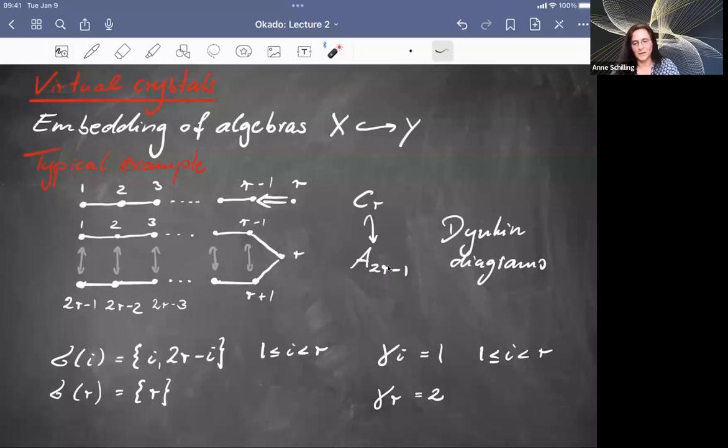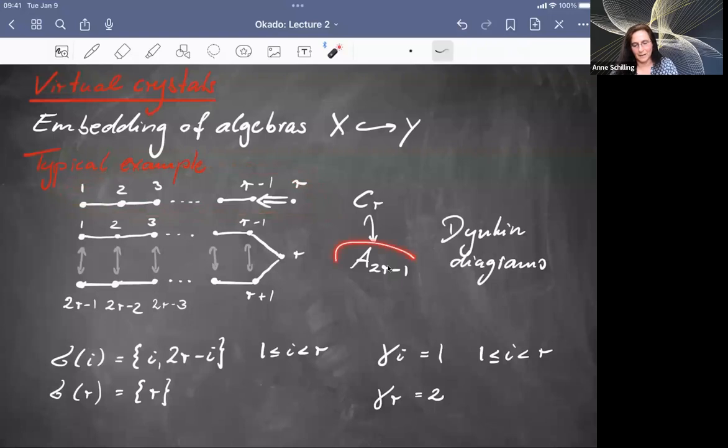What you need for this is some embedding of algebras. We are going to embed an algebra which I label X into some algebra labeled Y. For example, a prototypical example would be to embed type C_r into type A_{2r-1}. And if you look at the Dynkin diagrams, for type C the diagram looks like this.